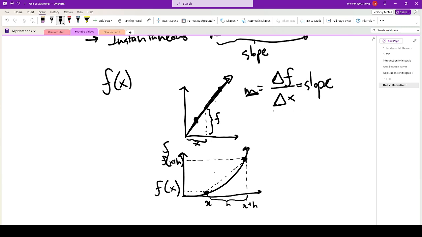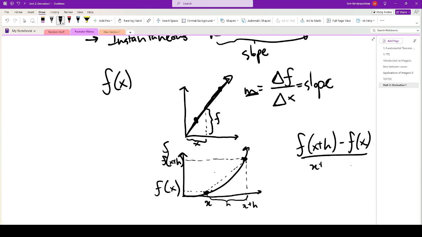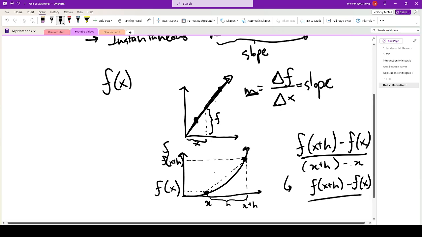Now, if we apply our slope formula, the change in f is f of x plus h minus f of x. The change in x is going to be x plus h minus x. Now you'll see very quickly, x plus h minus x is just h, so this is going to give you the slope of the secant line.